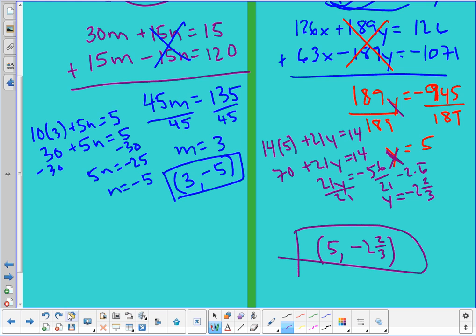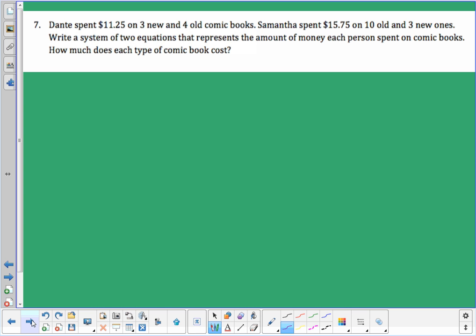All right, let's check out some word problems. Number 7, it says Dante spent $11.25 on 3 new and 4 old comic books. Samantha spent $15.75 on 10 old and 3 new. Write a system, figure out how much each comic book cost. I'm not going to read all of these word problems out to you, just like I didn't in Unit 1. If you need to pause the video so that you can take time to read through them, go ahead and do that. I need to write out some equations.